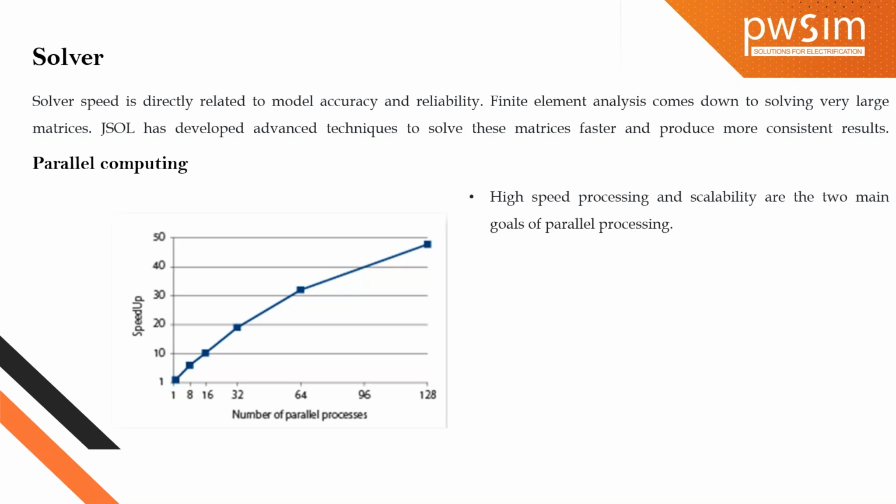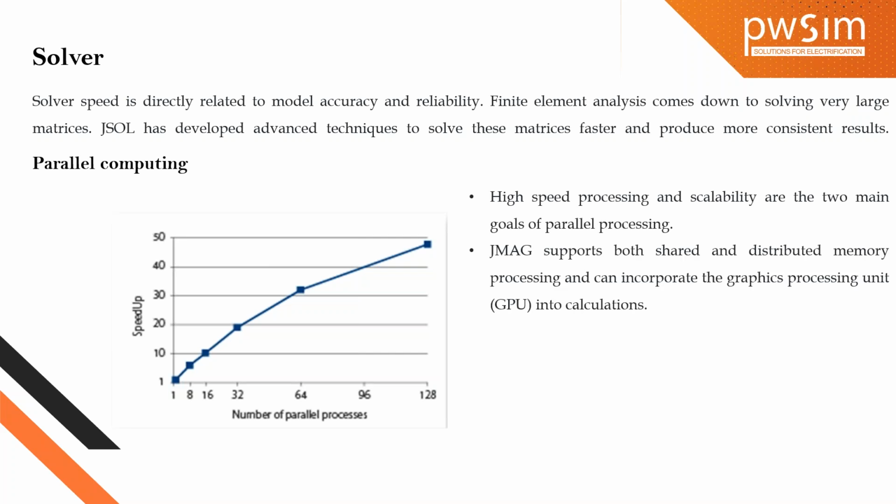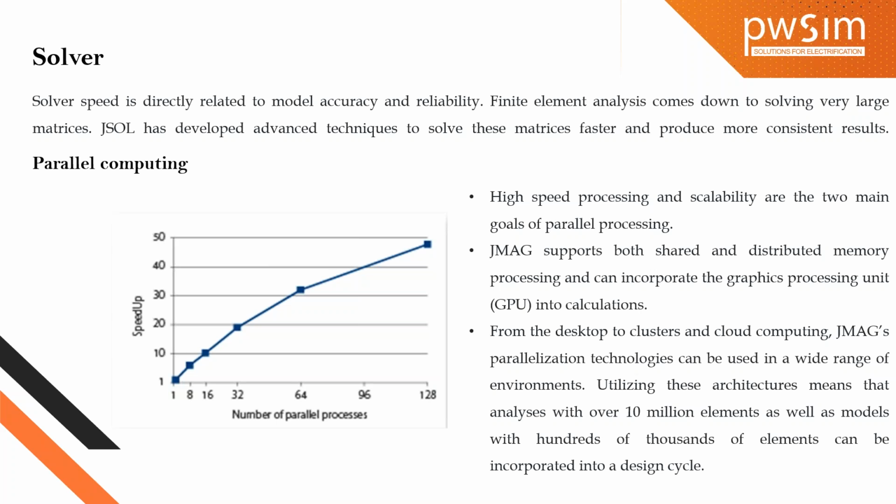High-speed processing and scalability are the two main goals of parallel processing. JMAG supports both shared and distributed memory processing and can incorporate the graphic processing unit into calculations. JMAG supports shared processing, that is symmetric multiprocessors, and distributed memory, that is MPP, massively parallel processing, and it can also support the GPU for faster calculations. From the desktop to cluster and cloud computing, JMAG parallelization technologies can be used in a wide range of environments.